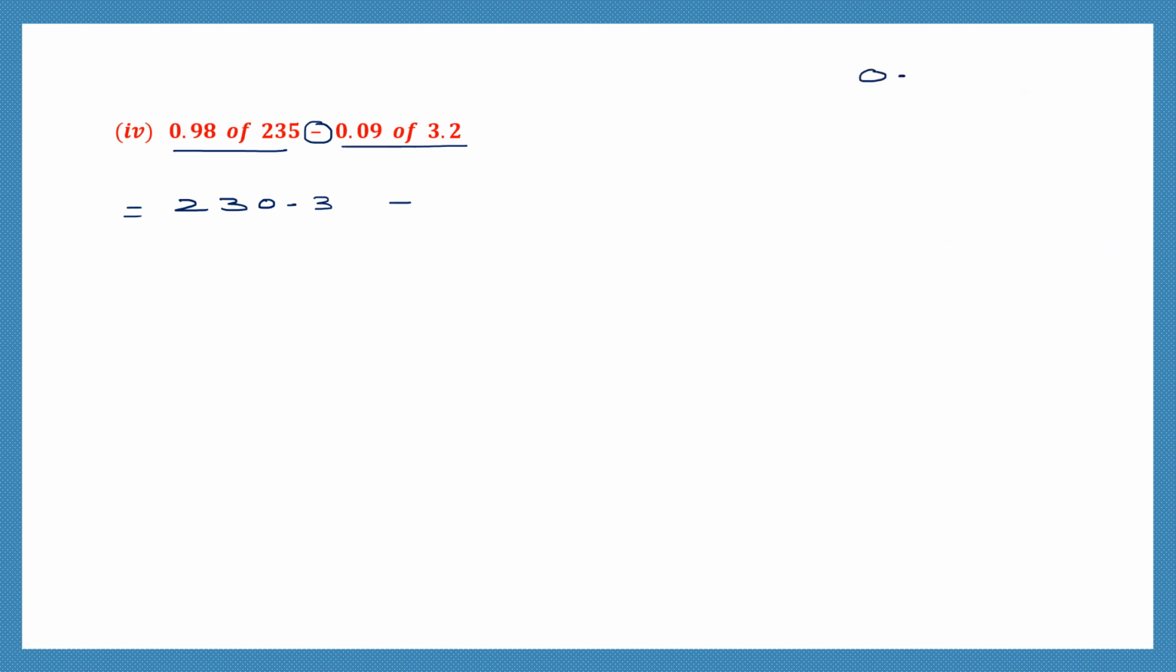That is 0.09 of 3.2. Ignoring the point, it's 32 into 9. 9 2s are 18, carry 1. 9 3s are 27 plus 1, 28. Now the decimal places 1, 2, 3. And our answer also 1, 2, 3, and we put the point here. So this becomes 0.288. So let's write it here, 0.288. Now let's do the subtraction here itself.